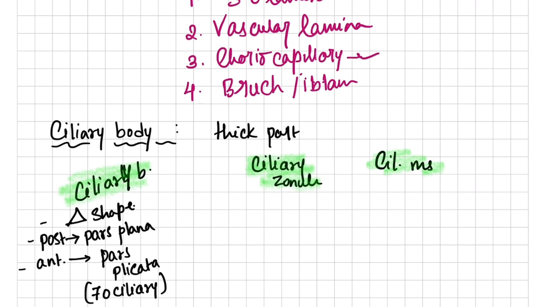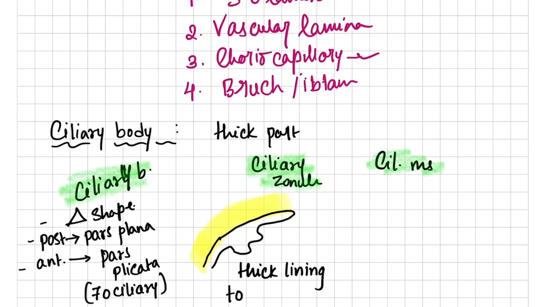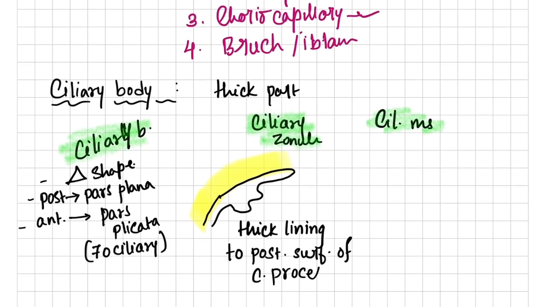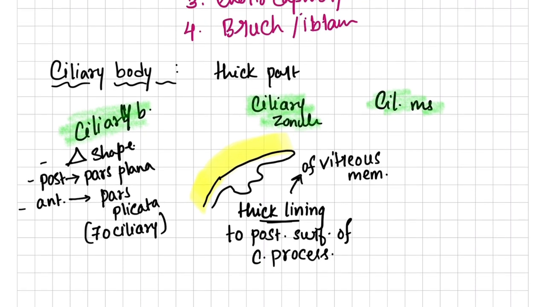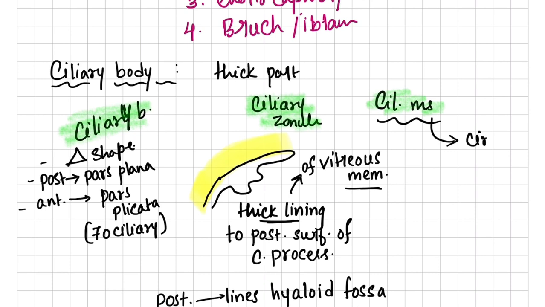Now the ciliary zonule is a structure present on the posterior surface of the ciliary body, and this structure which I've highlighted in yellow is said to be a thick lining. But what is lining the ciliary body to form the ciliary zonule? It is a lining of the vitreous membrane on the posterior surface. This lining forming on the posterior surface of the ciliary body is known as the ciliary zonule, and posteriorly it lines the hyaloid fossa, and anteriorly it forms a suspensory ligament.